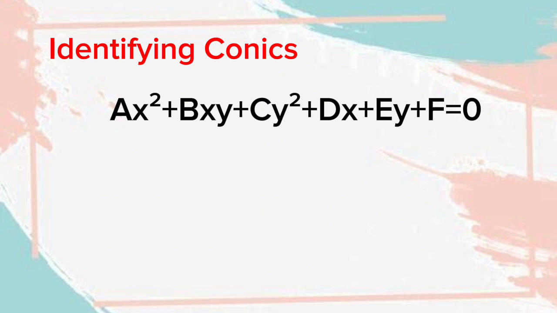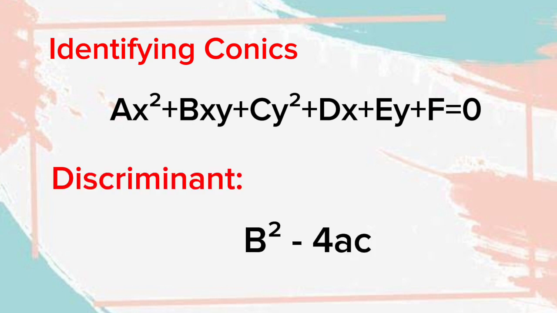So how are we able to identify the conics? In identifying conics, we use this general form: ax squared plus bxy plus cy squared plus dx plus ey plus f is equal to 0. And this is the discriminant formula: b squared minus 4ac. This discriminant will determine what type of conic we have, whether it is a parabola, hyperbola, ellipse, or a circle.